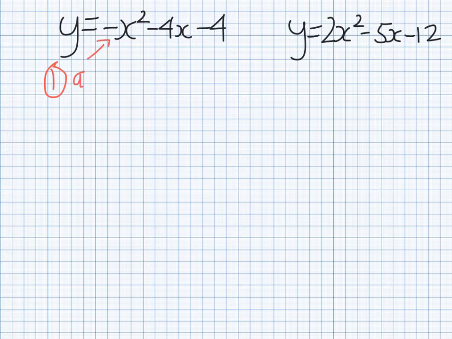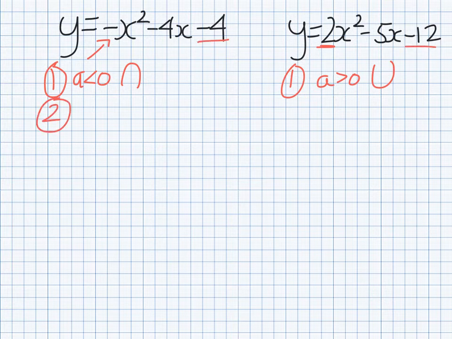So because a is less than 0, negative, that means that this will be a frowny face. But here, the number in front of x squared is 2, so this one will be a smiley face. Second thing is the y-intercept. You can see that both of these are in the form y equals ax squared plus bx plus c. So c tells you the y-intercept. So 0, minus 4 is the y-intercept of the first one, and for the second one it would be 0, minus 12.